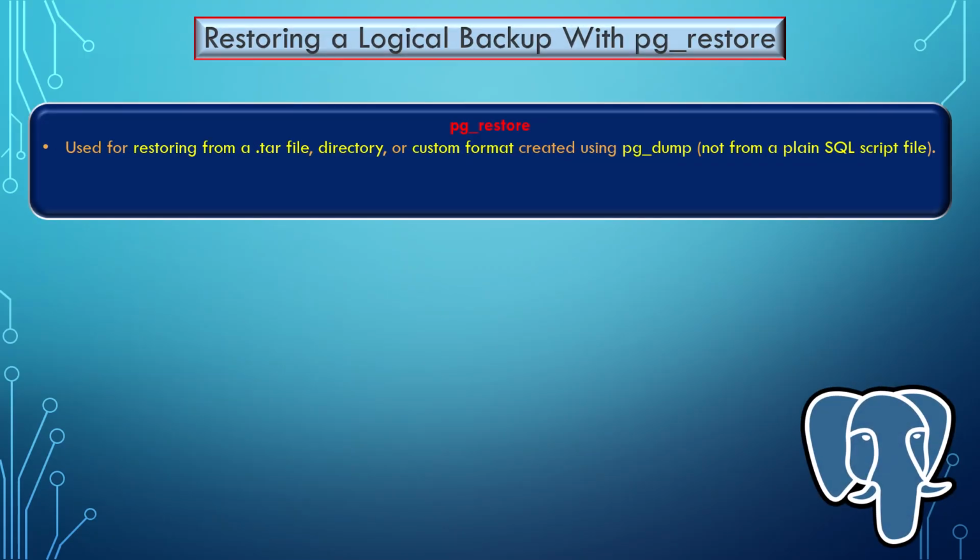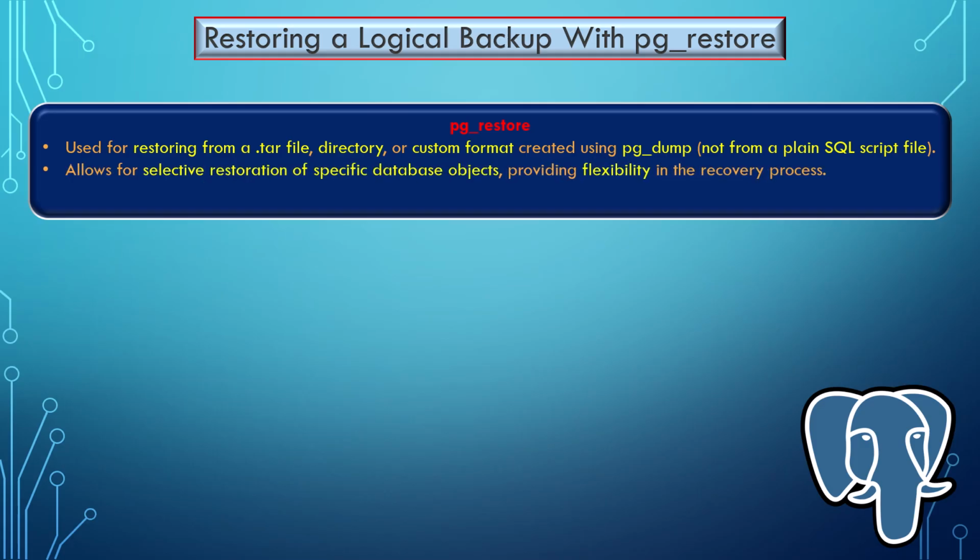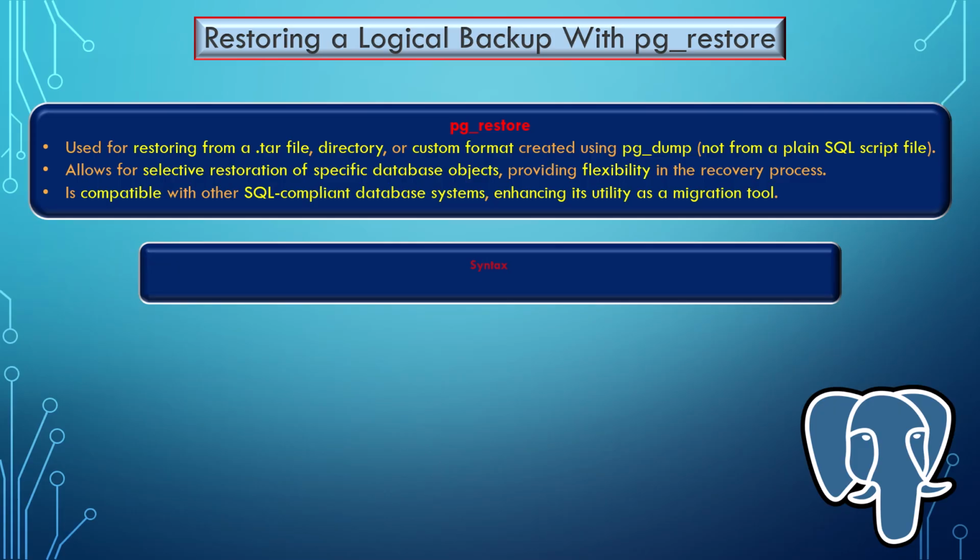pg_restore is used for restoring from a tar file, directory, or a custom format created using pg_dump, not from a plain SQL script file. This allows for selective restoration of specific database objects, providing flexibility in the recovery process. It is compatible with other SQL-compliant database systems, enhancing its utility as a migration tool. The syntax for pg_restore is shown below.